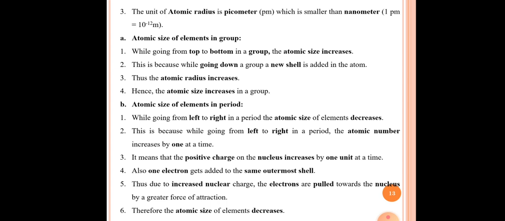So our fifth point is: thus due to the increased nuclear charge, the electrons are pulled toward the nucleus by a greater force of attraction. As the positive charge on the nucleus increases, the number of electrons also increases. That's why the force of attraction between the positive nucleus and the negative electrons goes on increasing. Sixth point: therefore the atomic size of the element decreases. This is the reason the atomic size decreases while going from left to right in a period.